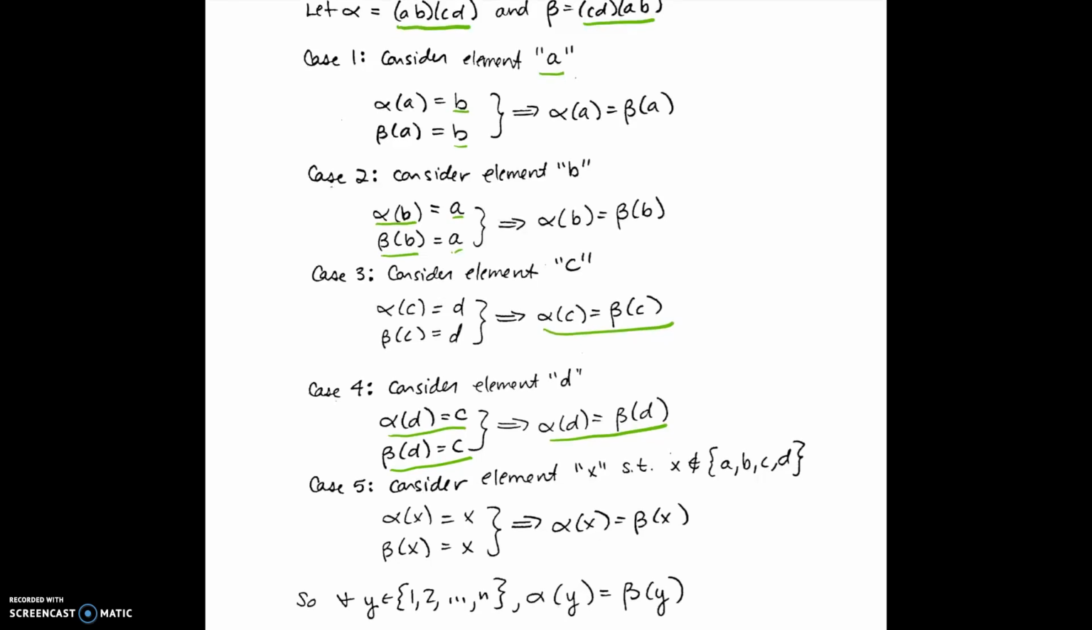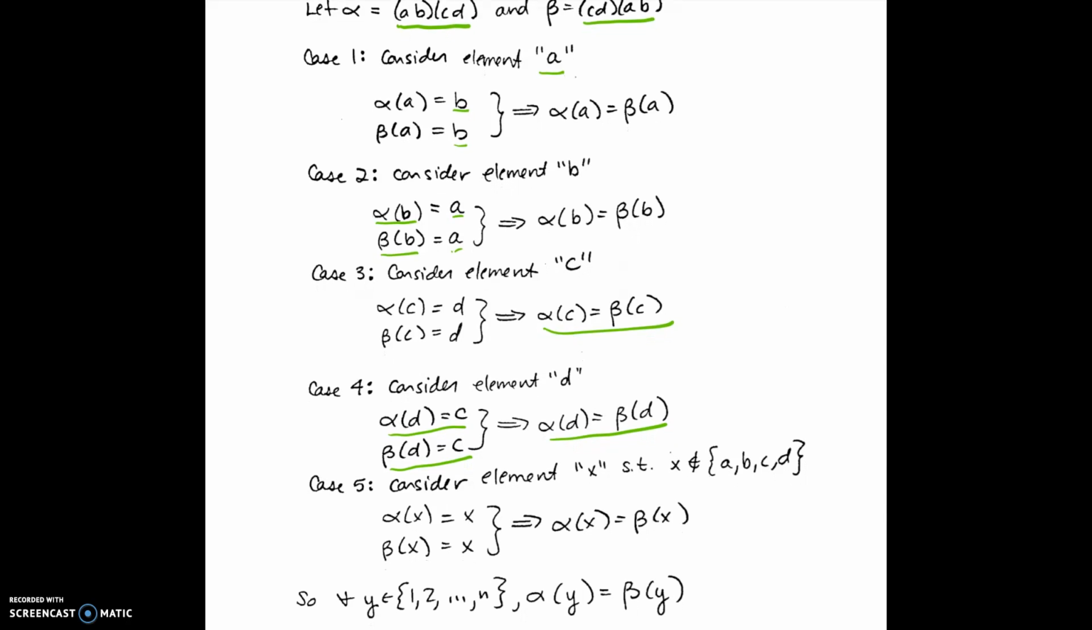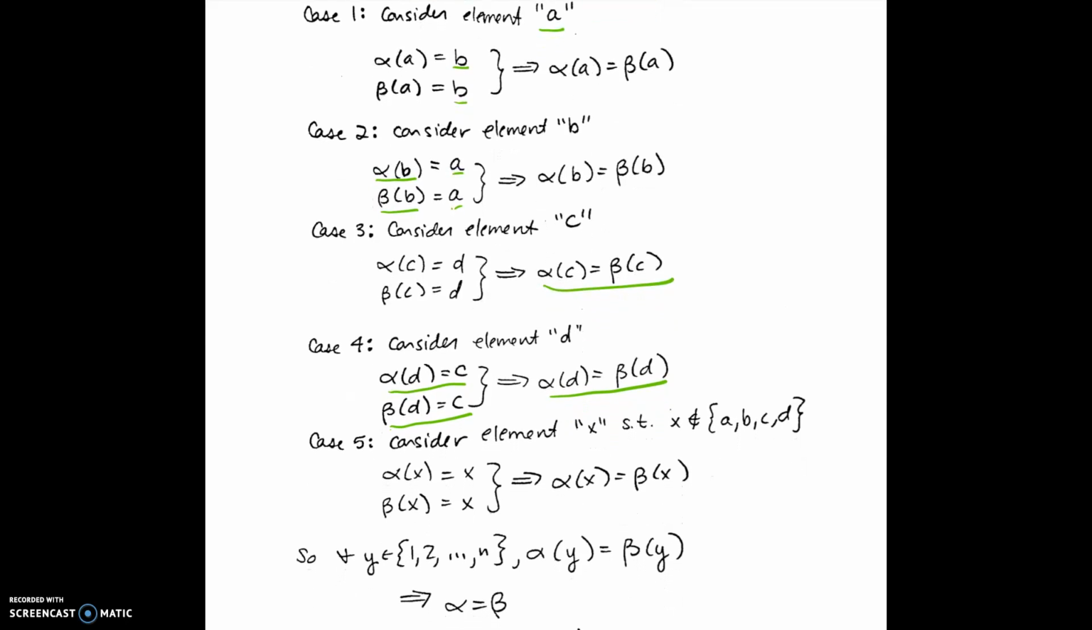So alpha of X would equal X, and beta of X would equal X, because alpha and beta don't involve that element, and it doesn't change them. So alpha of X is equal to beta of X. So no matter what element you pick from 1 to n, so for all y a member of 1 to n, alpha of y equals beta of y, which implies that alpha equals beta.